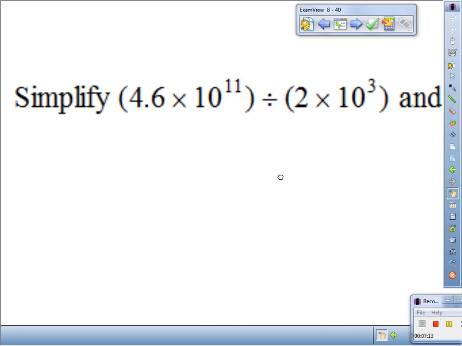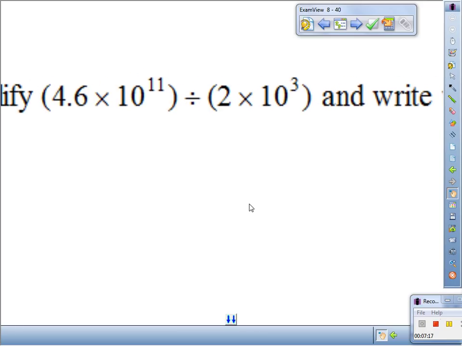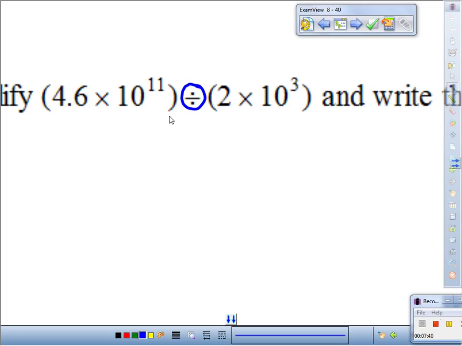Okay, this one says simplify and write the answer in scientific notation. I want you to look up on this one. First, I'm going to show you the common mistake. First of all, what do you see? 2 expressions with parentheses. What does your noodle want to do? It wants to multiply when it sees parentheses. But one thing you should notice is that this is not multiplication, it's what? Division.